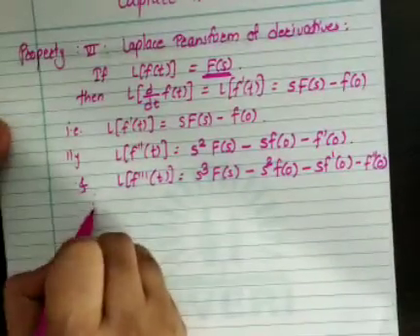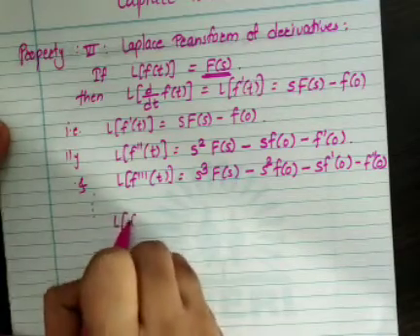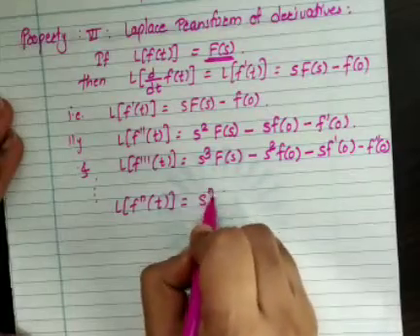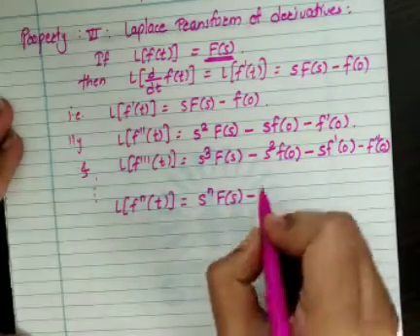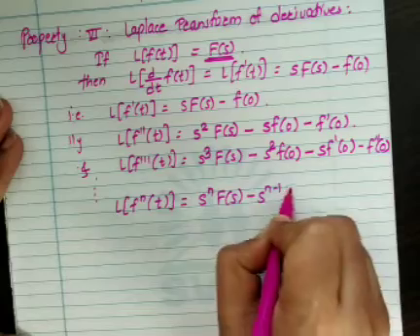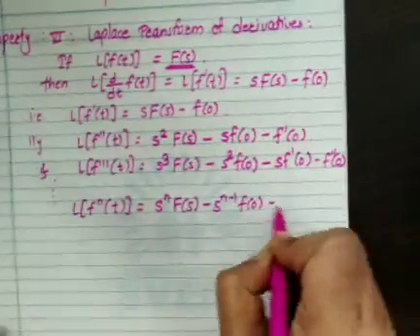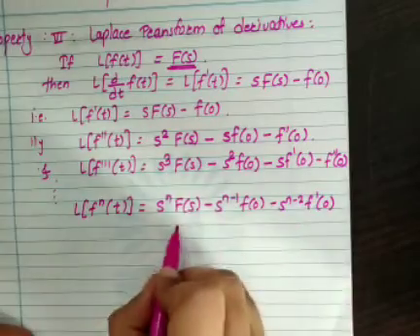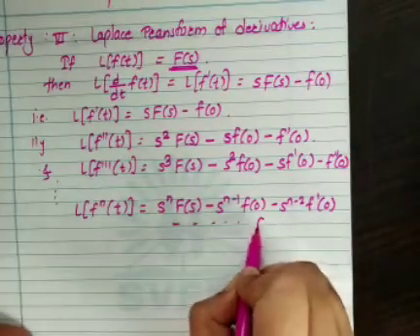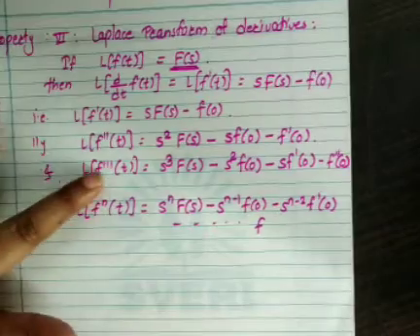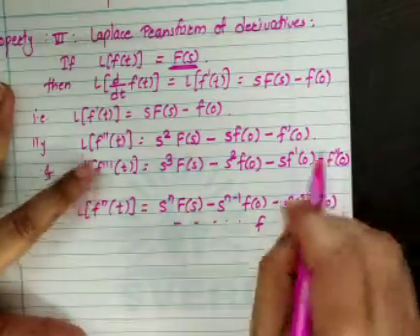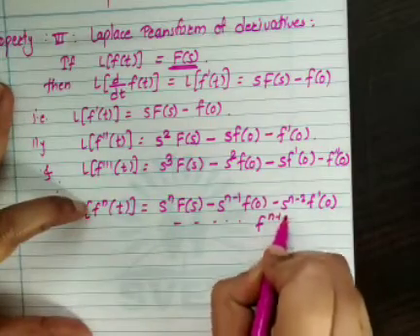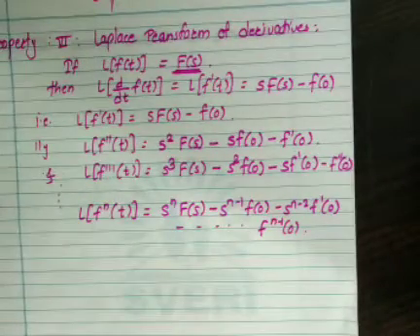Next, in general, we can write Laplace transform of nth derivative of f of t. It will be s raised to n F of s minus s raised to n minus 1 f of 0 minus s raised to n minus 2 f dash of 0 minus and so on, and the last term will be, if it is f triple dash, it is f double dash; if it is f double dash, it is f dash. So if it is f n, it is f n minus 1 of 0. This is the formula.